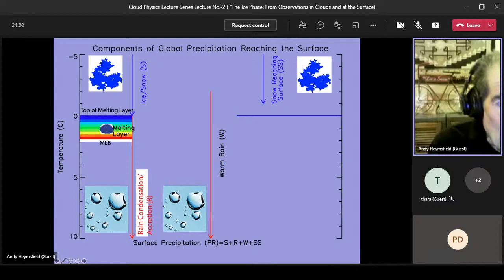So the rain component would form by ice crystals aloft. They would go through the melting layer to warmer temperatures, and then there'd be rain. And then there can be a warm component. Sorry, this is the S component called snow, and the rain component here. And then W indicates warm rain. That is, the rain is produced entirely due to the liquid phase. And then SS is snow reaching the surface. So globally, this is what would be the resulting precipitation at the ground.